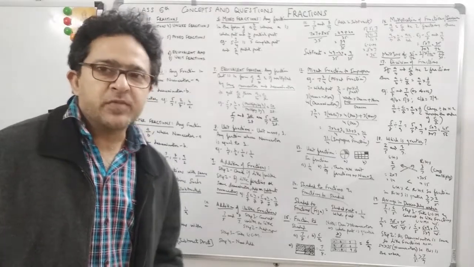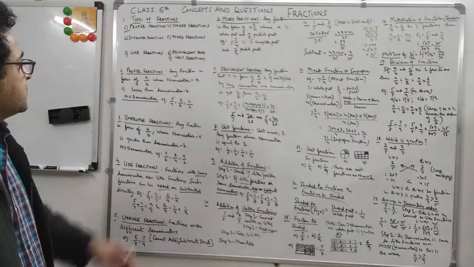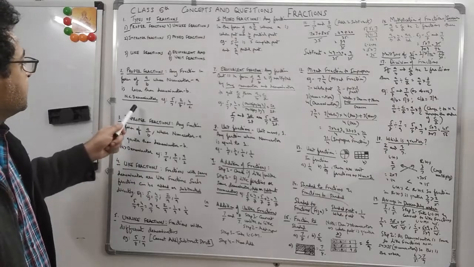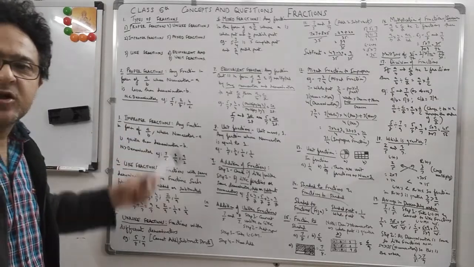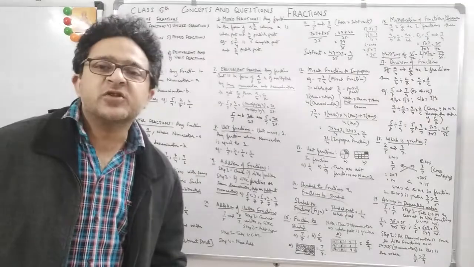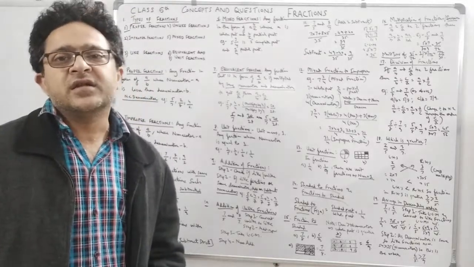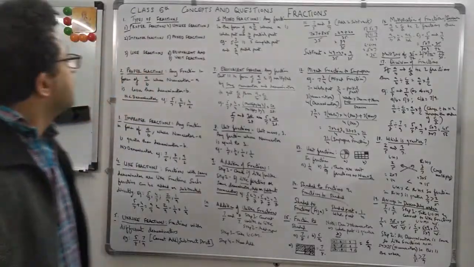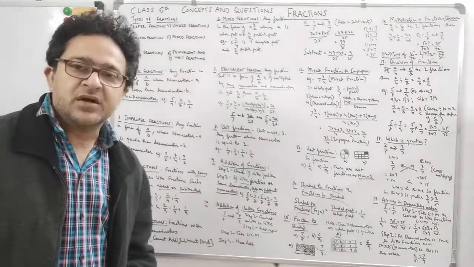Then we discussed proper fractions. Proper fractions are those which have a numerator less than the denominator. And if the numerator is greater than the denominator, then it is an improper fraction. So this was all till now. Let's move further now.